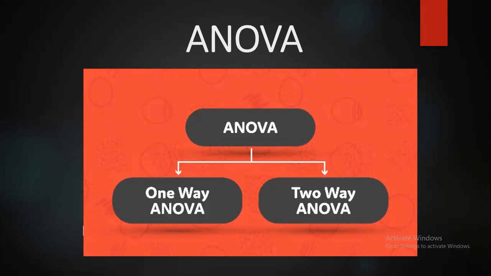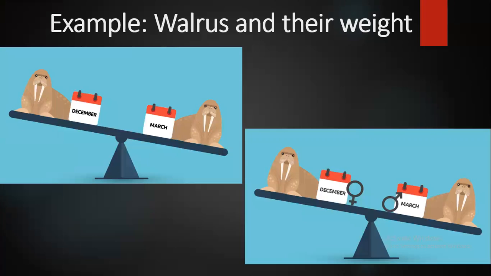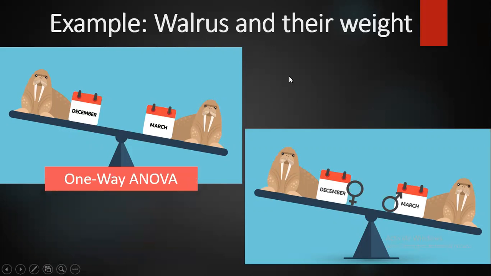To simply understand the basic difference between these two types of ANOVA, I have taken an example of walrus and their weight. The adventurous researchers want to know the answer to this question: do walrus weigh more in early or late mating season? The mating season for walrus ranges from December to March.